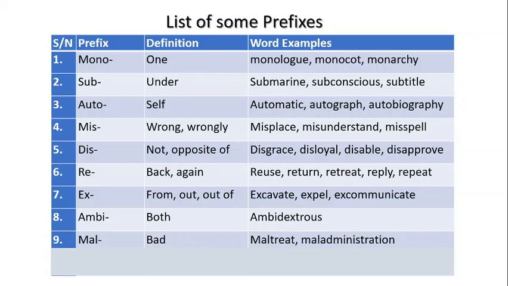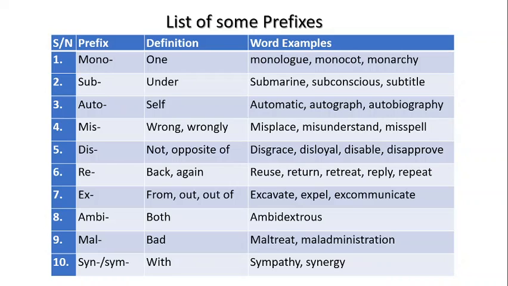Number 9, MAL, which means bad, as in maltreat, to treat someone badly. Maladministration, to manage an organization badly. That's what we are saying. And finally, on my list, I have SYN, which means with, as in sympathy. The root here is pathos, that's the key. Sympathy is to show pity with someone. Somebody is feeling pain, you have to show that you feel the pain. Sympathy. There's synergy, to work together with somebody.